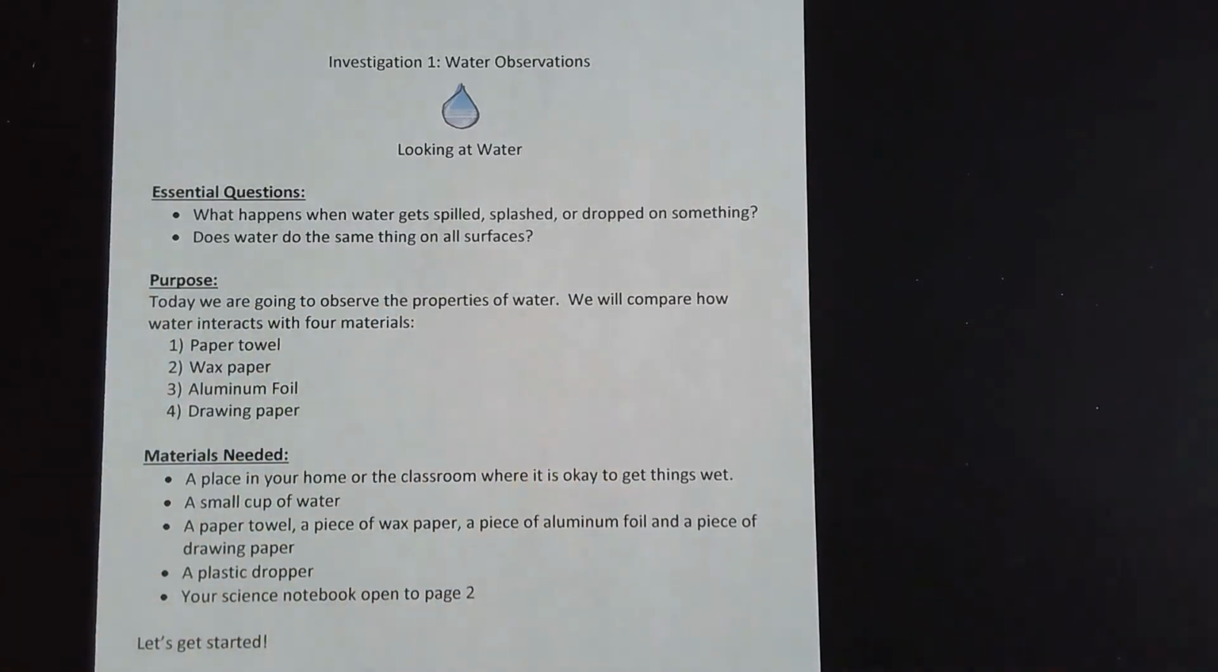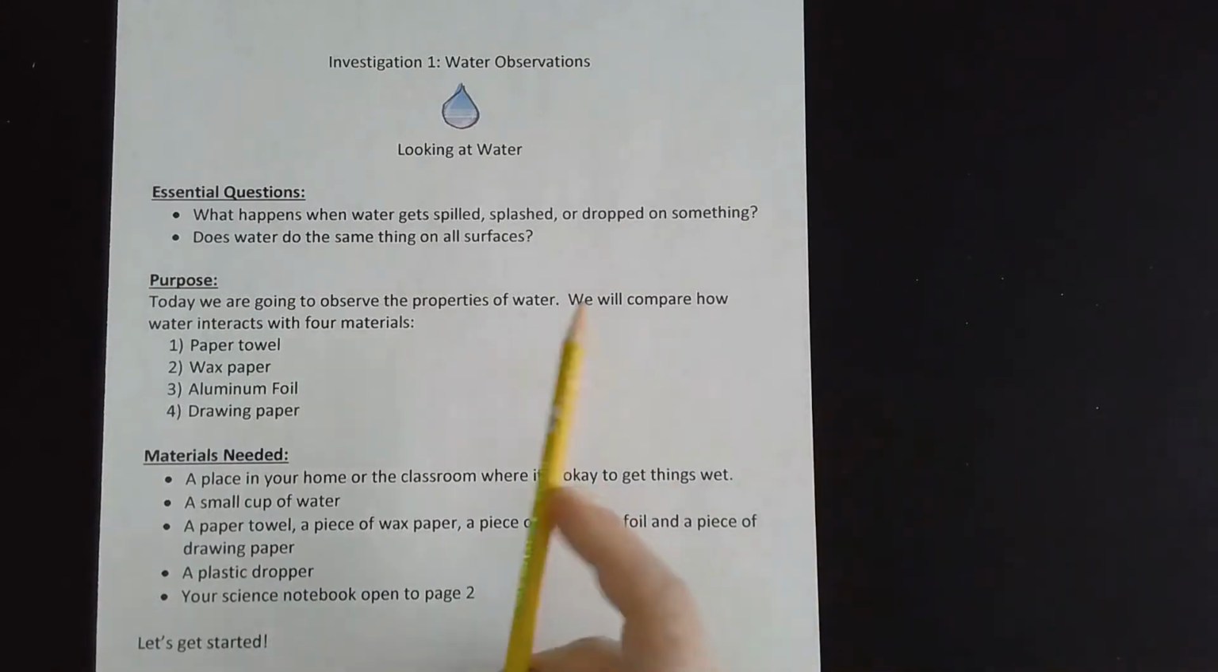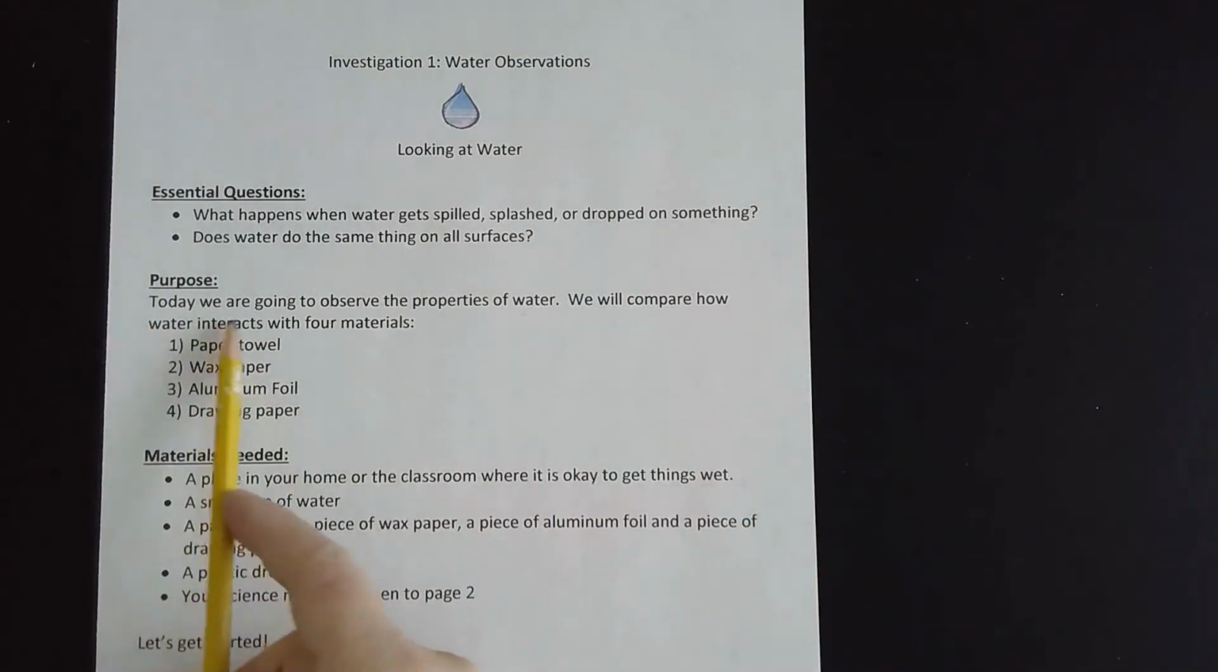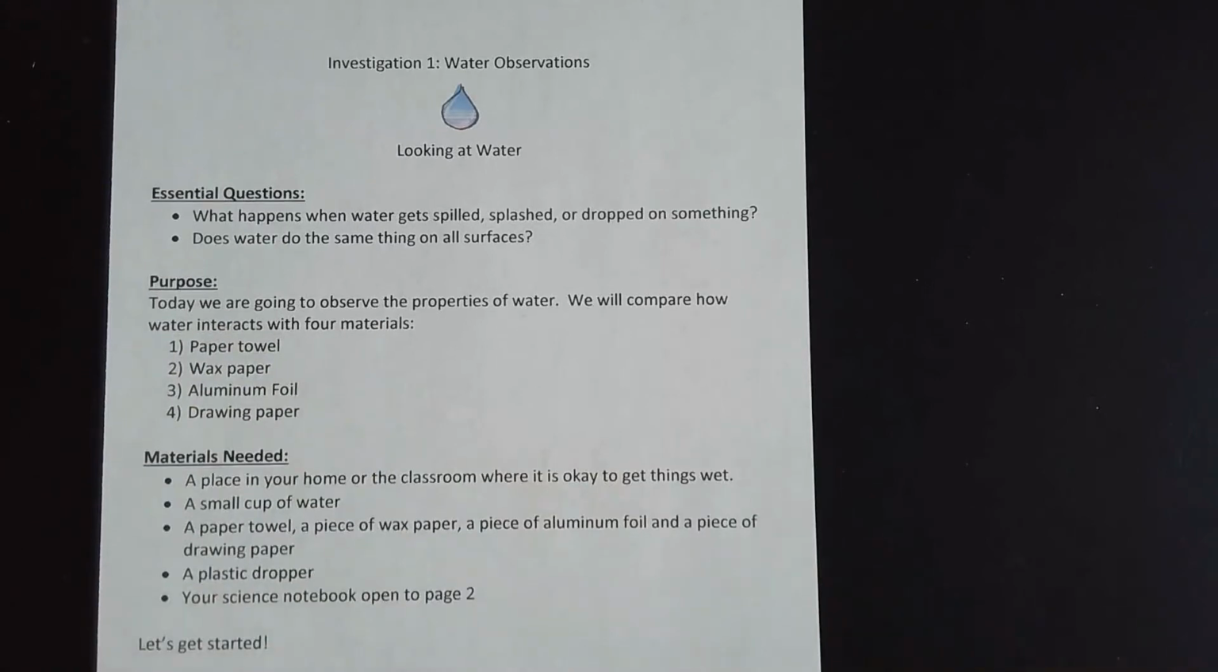And if you remember, we talked about properties in our Earth Materials unit on rocks and minerals. A property is a characteristic of a material, something you can observe, such as shape, color, temperature, and smell. We are going to compare how water interacts with 4 materials.